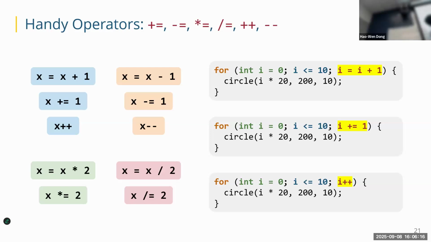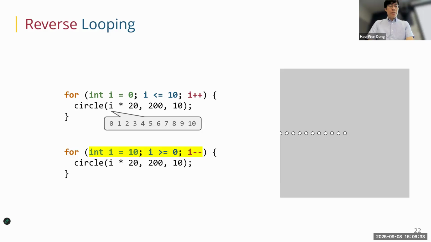So you can also do x minus minus, x minus equal 1, x equal to x minus 1. And the same for multiply and divide, just that you don't get x times times and x divide in this case. So you can actually do reverse looping. It's a little bit interesting to look at the first time you encounter that. But think about it: a for loop is just a while loop. So you can start from i equal 10, check whether i is larger than 0, and do i equal to i minus 1. That's how you do reverse looping. So now you can go from 10, 9, 8, 7 all the way down to 0.